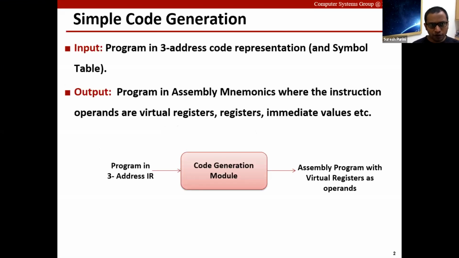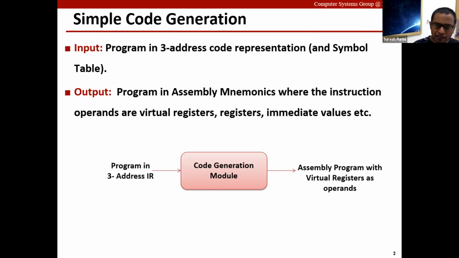So for the simple code generation module that we have seen, the input to the code generation module is a program in three address form. So the program is a sequence of three address tuples, and the code generation module generates target machine code.